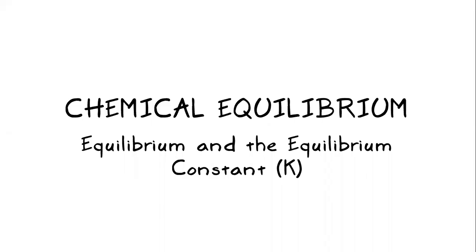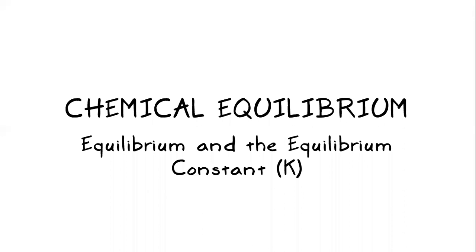Today we are going to look at chemical equilibrium. In our previous lesson, we talked about rates of chemical reactions, and we also calculated the rate of some chemical reactions. We said the rate of a chemical reaction is the speed of the reaction, or the rate at which reactants are being converted into products.